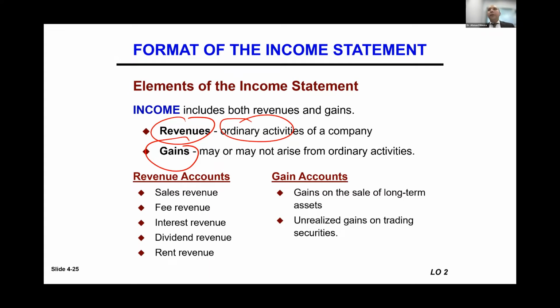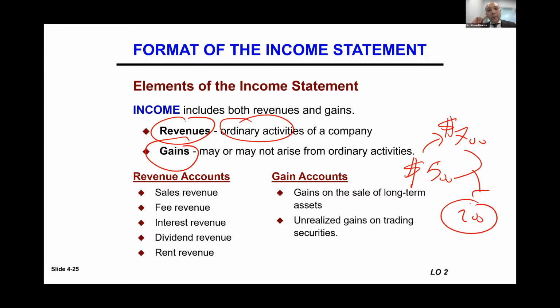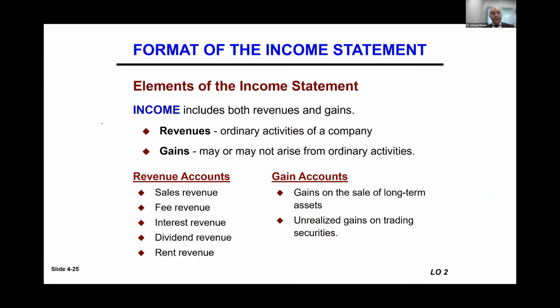For example, you have an old computer and you sold it. The old computer has a book value of 500, and you sold it for 700. So that means you have 200 income? No, it is not. We cannot say that this is a revenue. This is a gain. But if you made a sale of medicine, this is called a revenue. So we have two categories of income: revenue and gains.